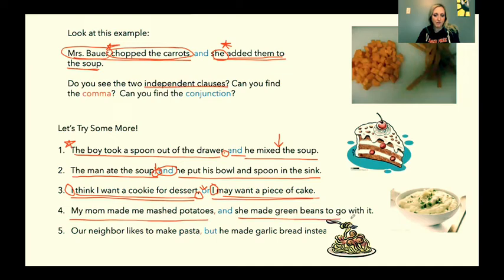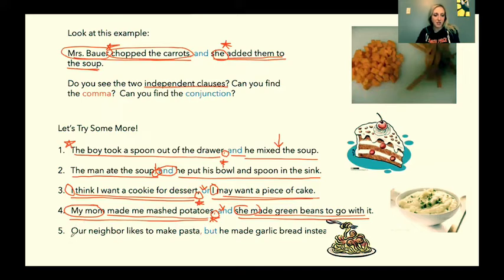Number 4. My mom made me mashed potatoes, and she made green beans to go with it. These are independent clauses. I see a subject and a predicate. Subject and a predicate. And look, they are combined with the comma and the conjunction and. Make sure you remember that comma, 4th grade. It is so important.